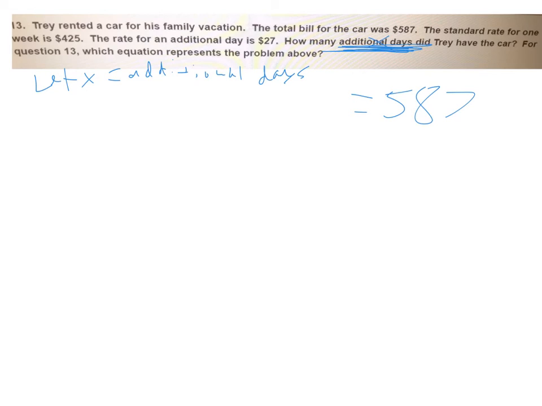So in this case, what makes up the 587? Well, it's the standard rate of 425 plus $27 for each additional day. So that's going to be 27x because we don't know how many additional days. So you end up getting 27x plus 425 equals 587, so you pick that equation.